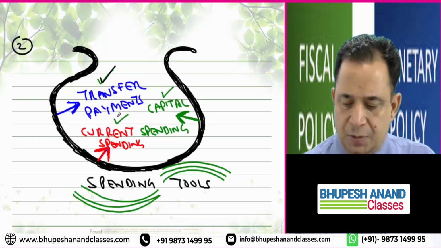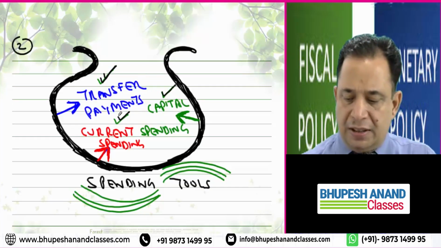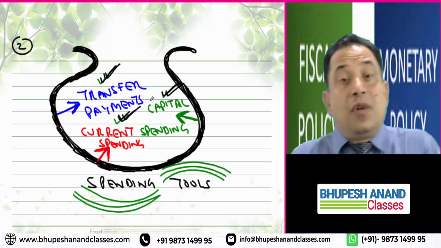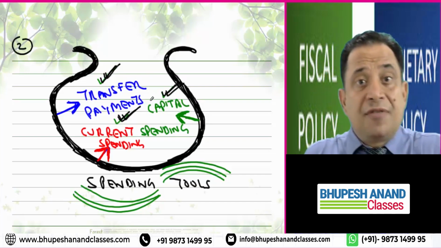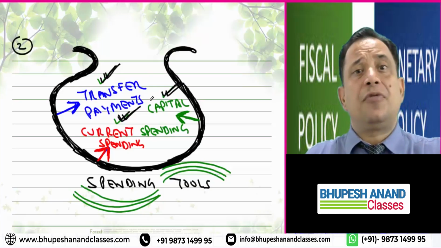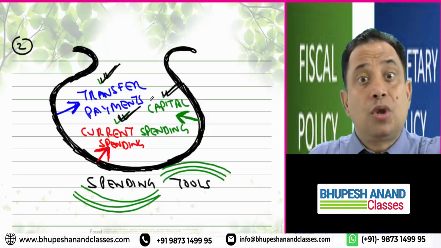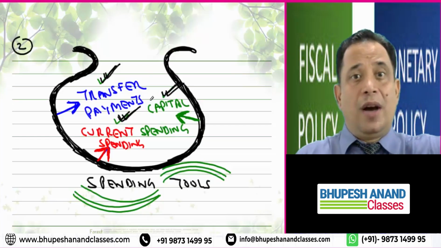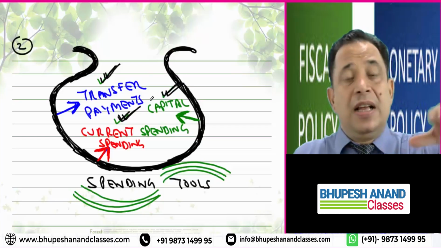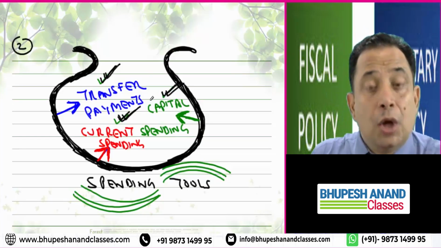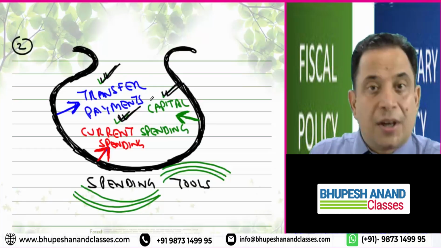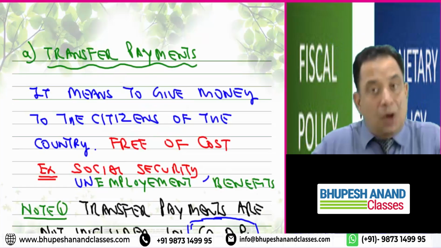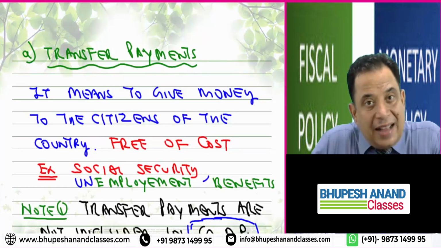Now what is transfer payment? When the government of any country gives money free of cost to the citizens in the name of social security schemes, medical help, or insurance benefits, that is something which is given by a government to its citizens for social security and insurance purposes. For example, unemployment benefits. That is named transfer payments.